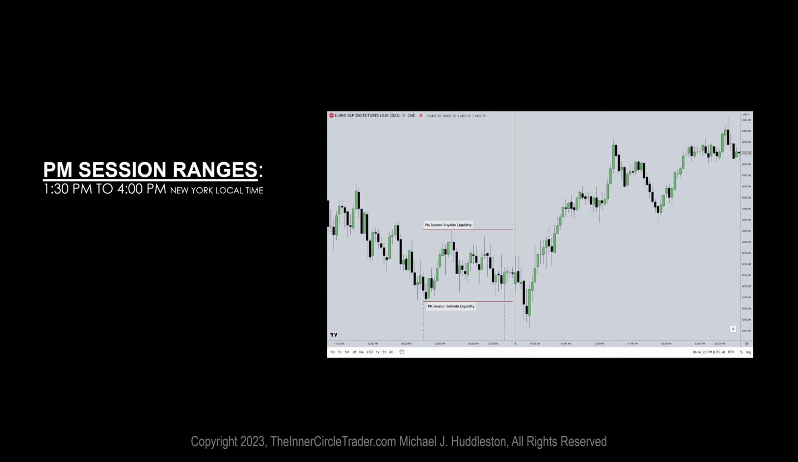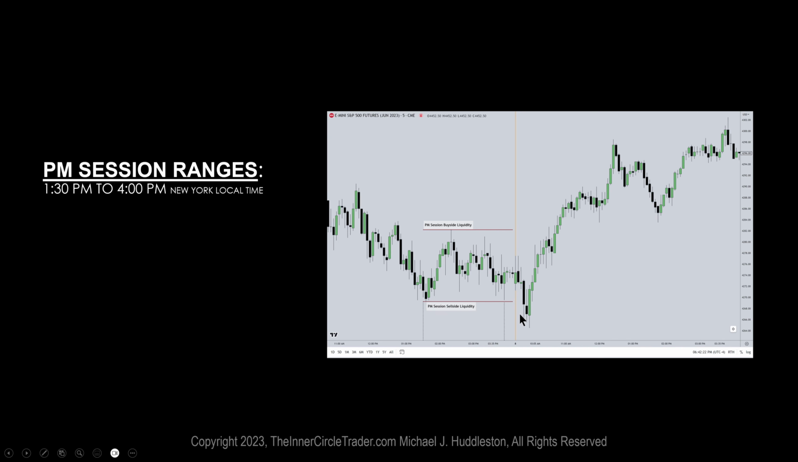It's very simple. So PM session ranges, you're looking for the highest high and the lowest low between 1:30 p.m. and 4 p.m. Now, is there any ambiguity there? No. It's very simple, succinct, right to the point. Now, what do you do with it? If you are bullish, and we are trading in close proximity to that range, as we see here.